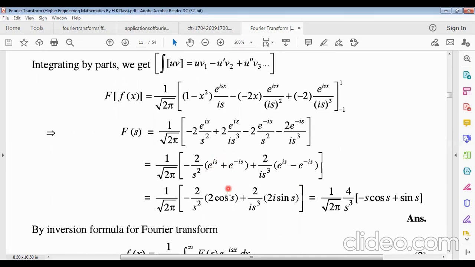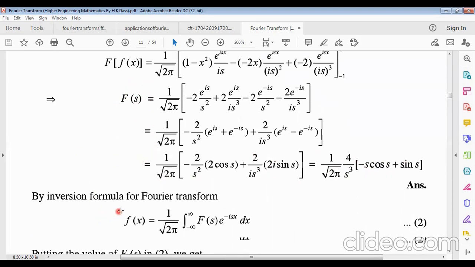This can be written as 2 cos s, because e to the power is plus e to the power minus is divided by 2 equals cos s. And this is also 2i sin s. This is the trigonometric form of a complex number. Now this term can be written as 1 by root 2 pi times 4 divided by s cube, taking the LCM of s square and s cube, so we get this. This is actually the result for F of s, the Fourier transform of f of x.